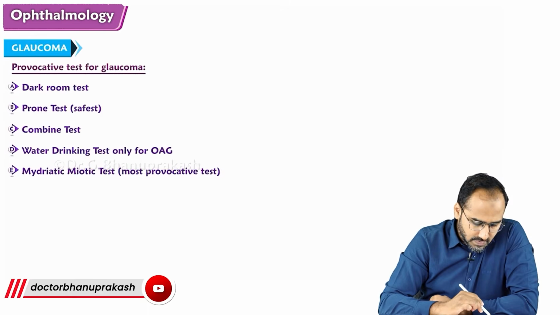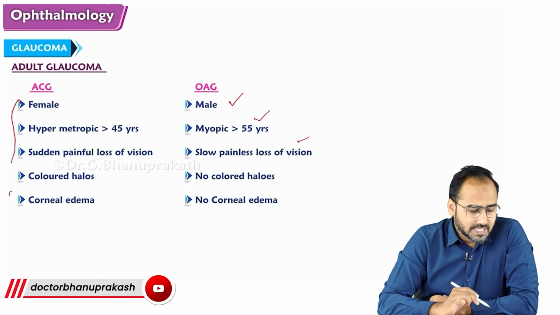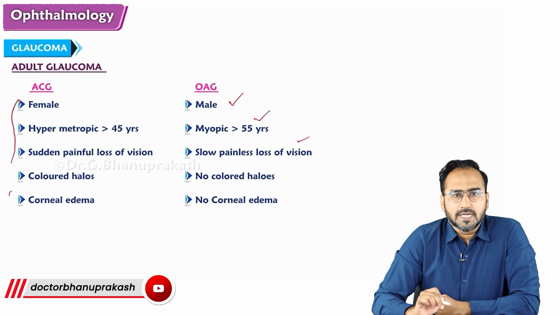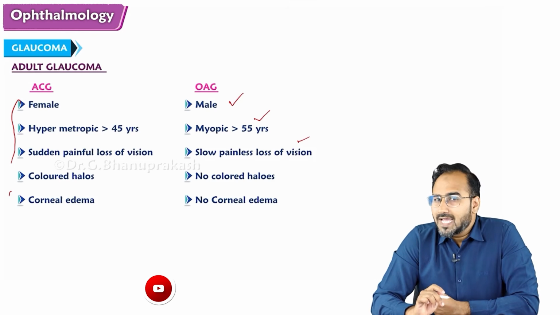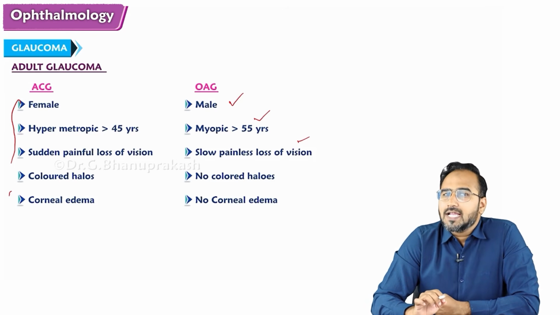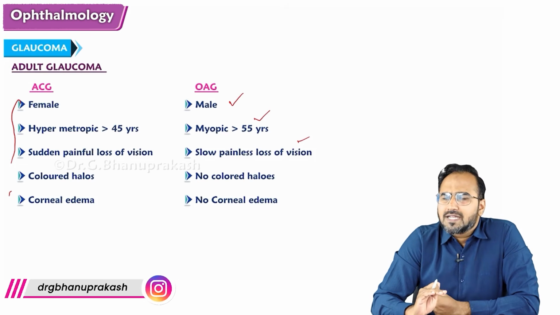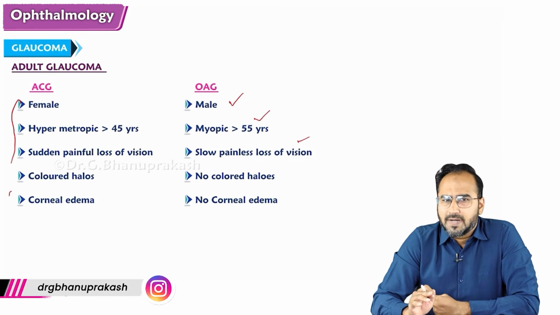So I told you guys which is more dangerous, open angle or angle closure. Open angle glaucoma is more dangerous. Okay. So guys, whenever you are suspecting glaucoma, what will you do? First of all, if open angle is more dangerous, why is it dangerous? It is asymptomatic.